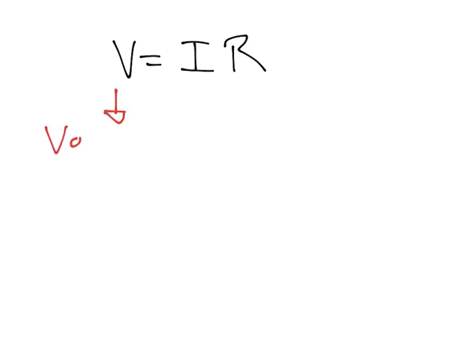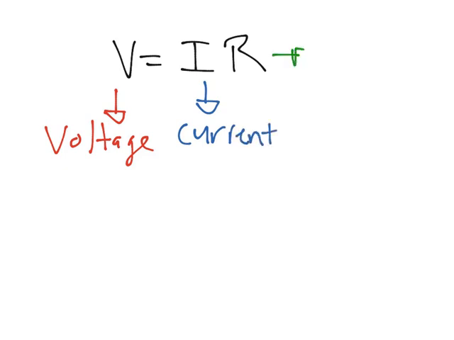Today we're going to be talking about a simple equation, which is V equals IR, where V is voltage, I is current, and R is resistance. Shoot, it's supposed to be CE.